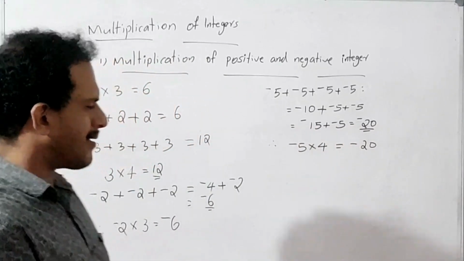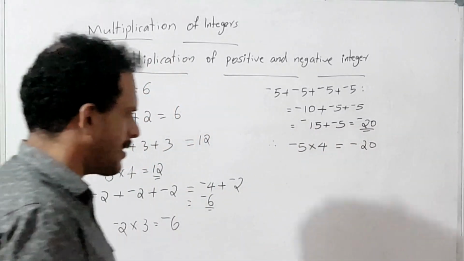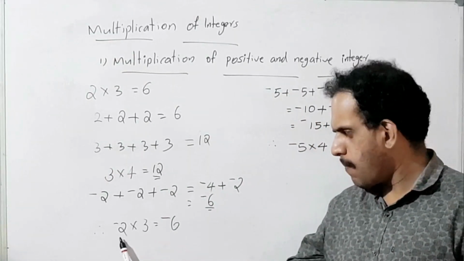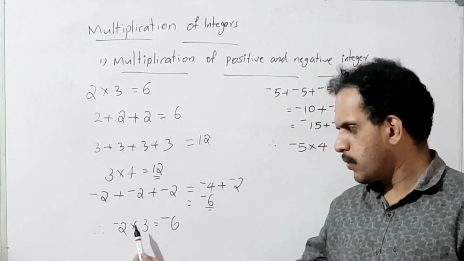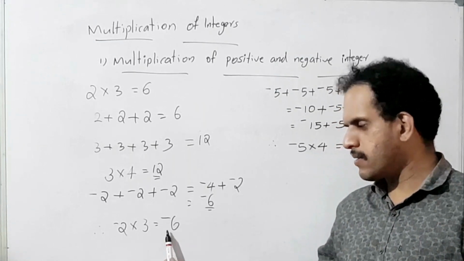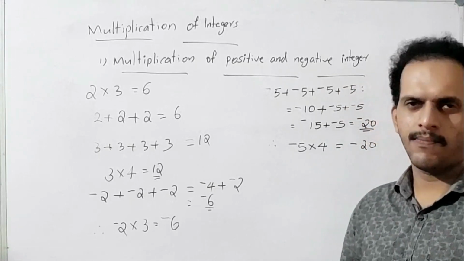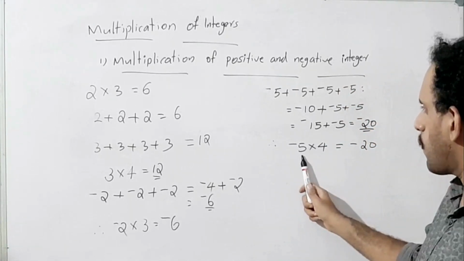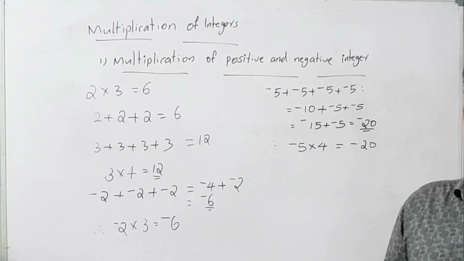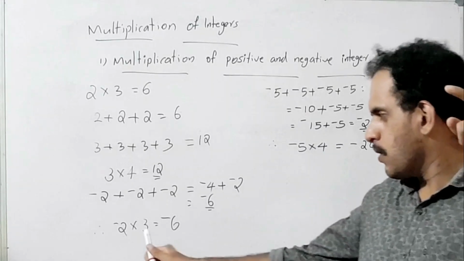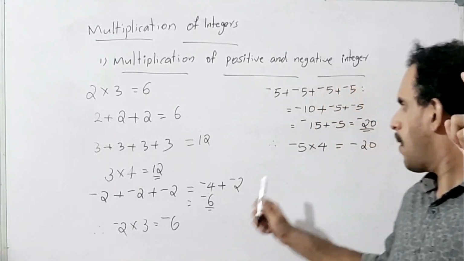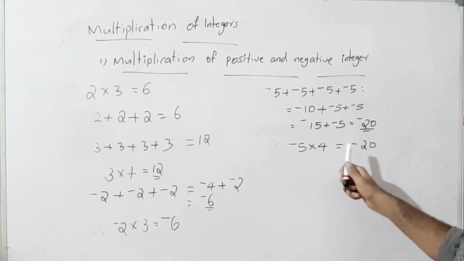So we conclude the idea like this, my dear, listen. If you multiply a negative number, minus 2, by 3, what is the answer we get here? Minus 6. What is the product of minus 5 into 4? That is equal to minus 20. Did you get the idea? Minus 2 into 3 is equal to minus 6, and minus 5 into 4 is equal to minus 20.